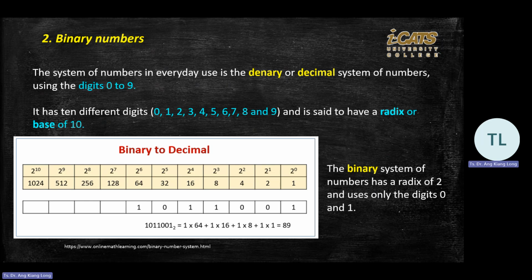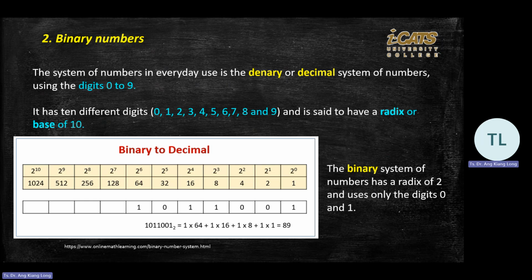You can calculate from the back, or you can calculate from the front. It depends on your style. There's no fixed way of calculating, but the general idea is to add up all the base 10 numbers. So here you have 64 plus 16 plus 8 plus 1, like this. Then you get the number 89.